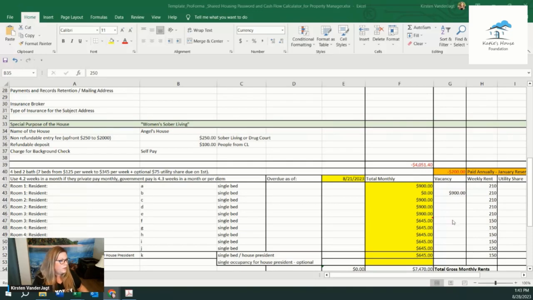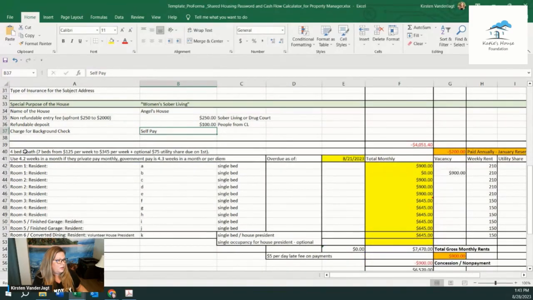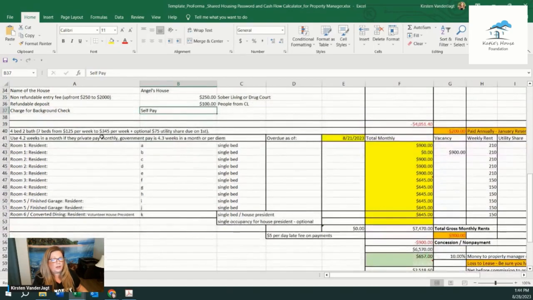So, okay, moving forward to line number 37, right? Charging for a background check, self-pay if you want to do that. Now, our website, you can go to katieshousefoundation.org for the nonprofit website for housing. And that is going to allow people to pay online, which makes it easier for the property manager. Now, a lot of property managers will have their own pay online type of website.